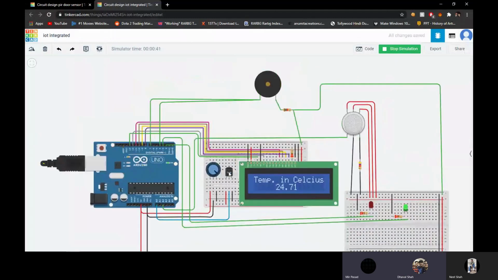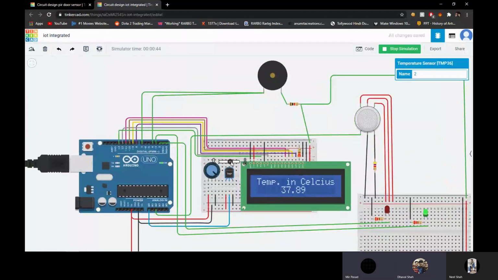Now looking towards the temperature sensor, we have a variable bar present over the temperature sensor with which we can adjust the temperature. And if the temperature is above 38 degrees, the buzzer would start beeping.